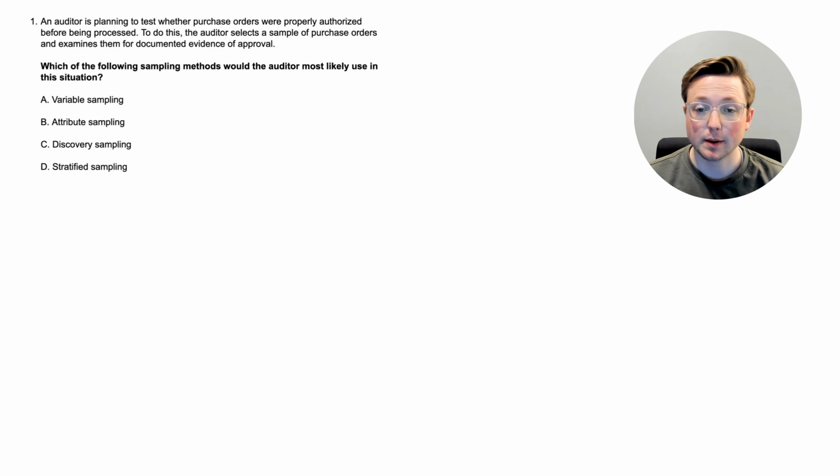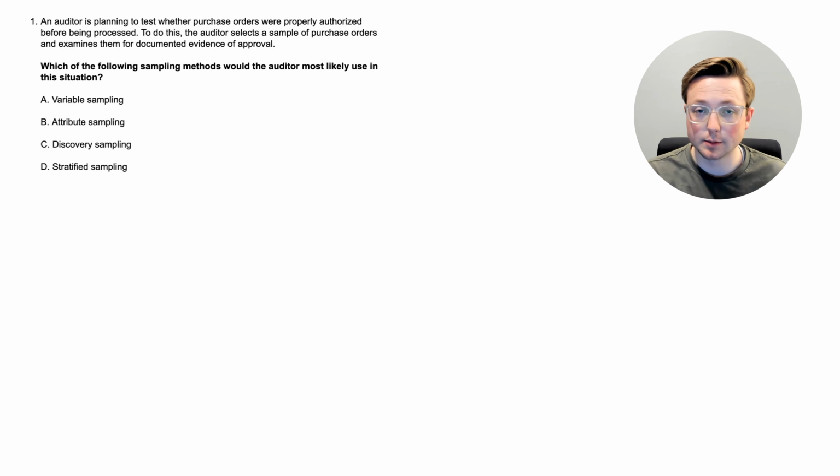Which of the following sampling methods would the auditor most likely use in this situation? So we're thinking about sampling methods. Let's go up to the top. An auditor is planning to test whether purchase orders were properly authorized before being processed. To do this, the auditor selects a sample of purchase orders and examines them for documented evidence of approval. So again, which of the following sampling methods would they most likely use?